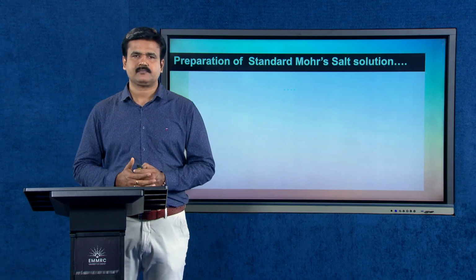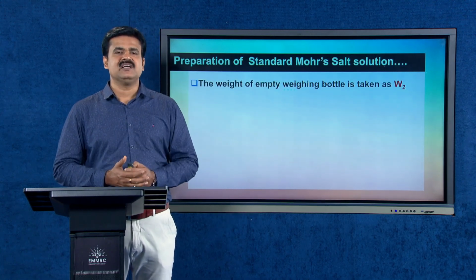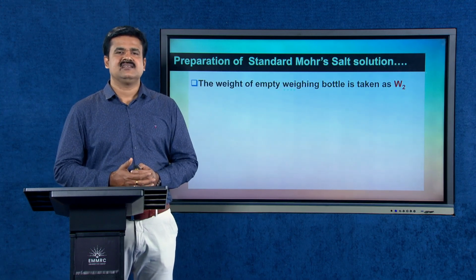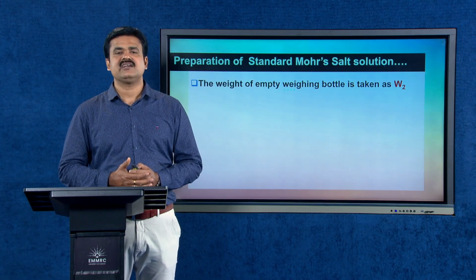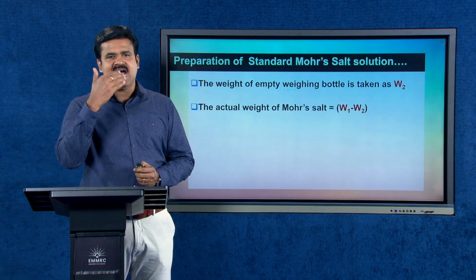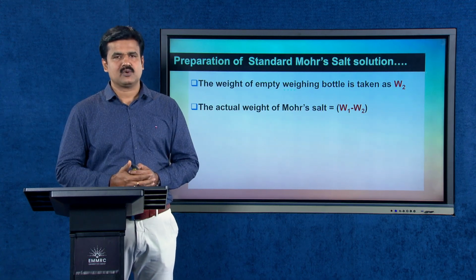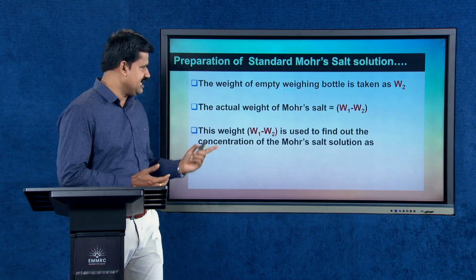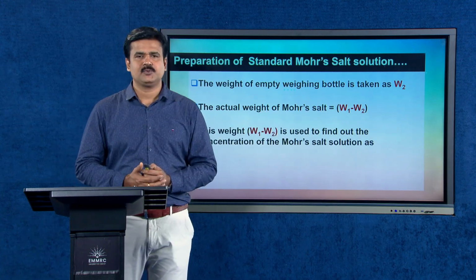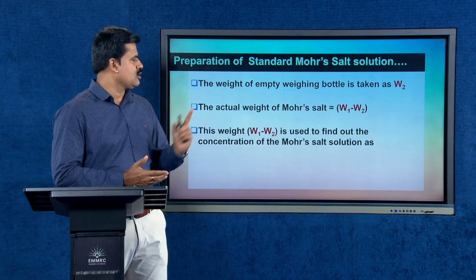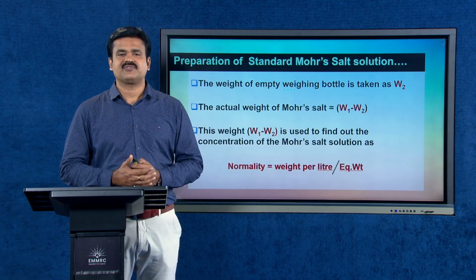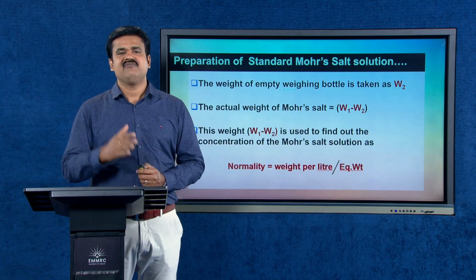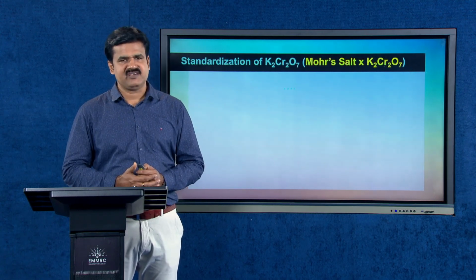Remember, here we are adding dilute sulfuric acid, and it is essential to prevent the hydrolysis of the ferrous salt solution. Now, the weight of the empty weighing bottle is again recorded using the electronic balance, and it is noted as W2. The actual weight of Mohr's salt can be calculated as W1 minus W2. The weight W1 minus W2 is used to find out the concentration of the Mohr's salt solution.